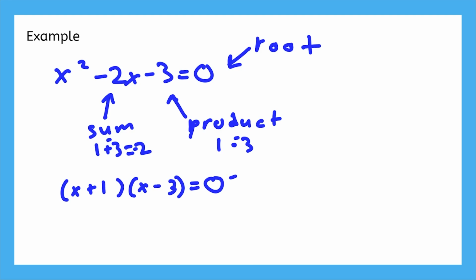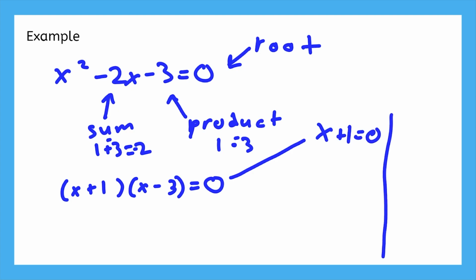Now to finish finding the roots. We take each factor and set it equal to 0. When we solve each of these, we get x equals -1 and x equals 3. So our solutions are -1 and 3.